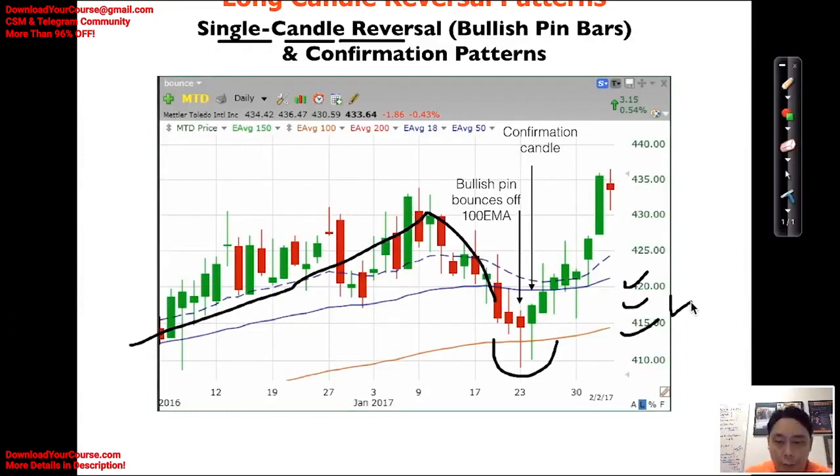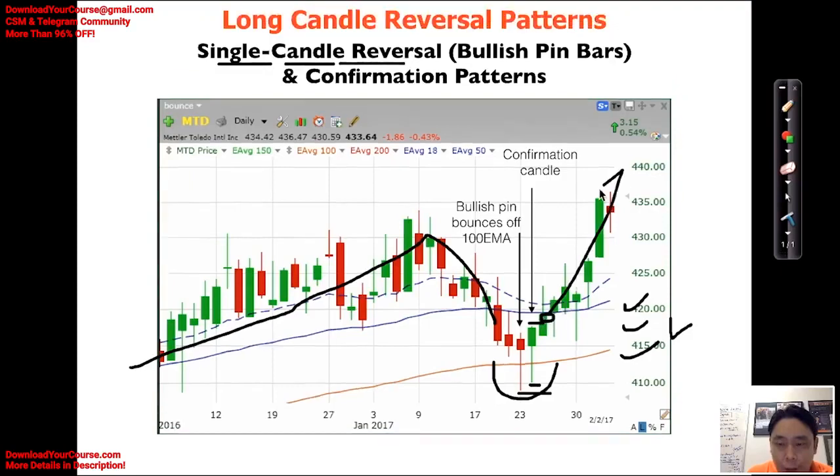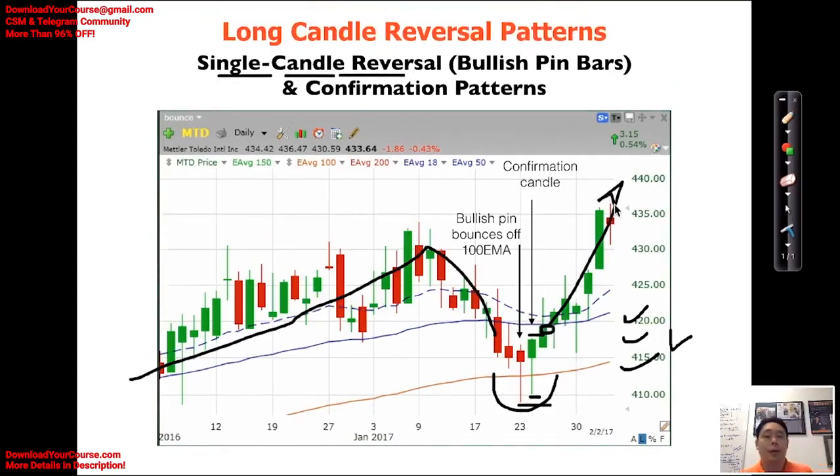We have a confirmation. So buy order right above the high of this candle. Stop loss either the low of the confirmation or the low of the swing low candle. Next day, the price exceeds the high, triggers our buy order, and we're in the trade. Okay? So that's a single candle reversal pattern.